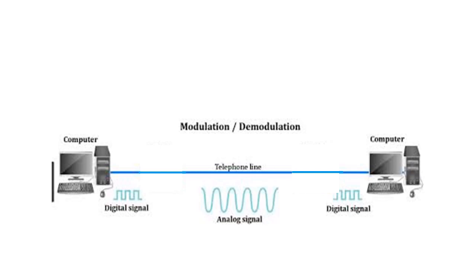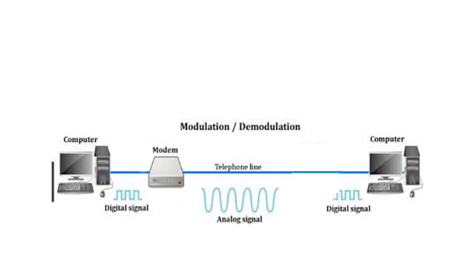and demodulation. So just by looking at this diagram, it seems impossible that how this digital signals coming from the computer will be transmitted through telephone lines and the analog signals coming from the telephone line, how it will be transmitted into digital signals. So let us see.